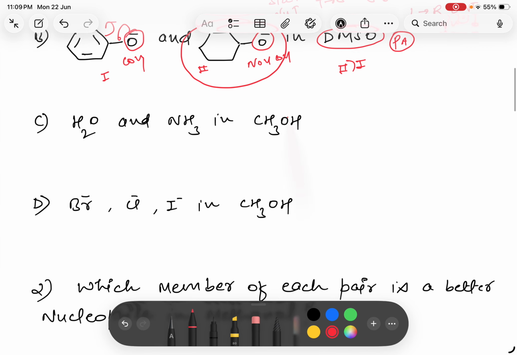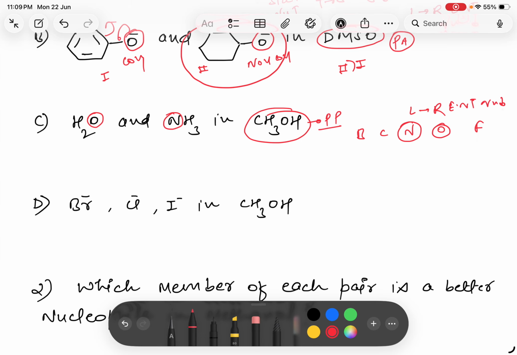The third case, methanol is again a polar protic solvent. And here the donor atom is oxygen and here nitrogen. Hydrogen is not the donor, okay? If you look at the periodic table, the elements are arranged in this way, B C N O F. So here we have nitrogen, here we have oxygen. You know that on moving left to right, electronegativity increases, nucleophilicity decreases. So oxygen has greater electronegativity, that's why low nucleophilicity. So nitrogen has stronger nucleophilic strength. So this is my first, this is second. So second greater than first.